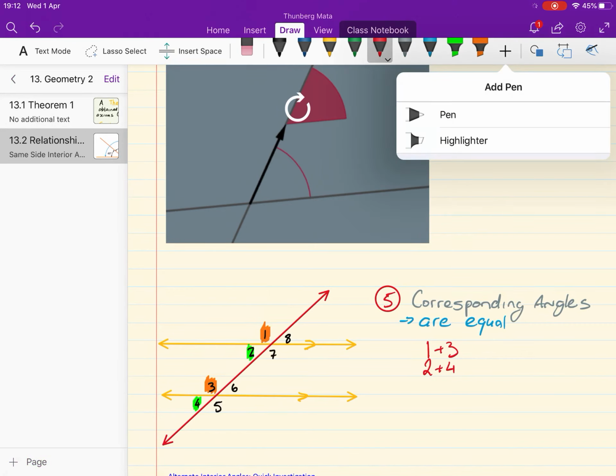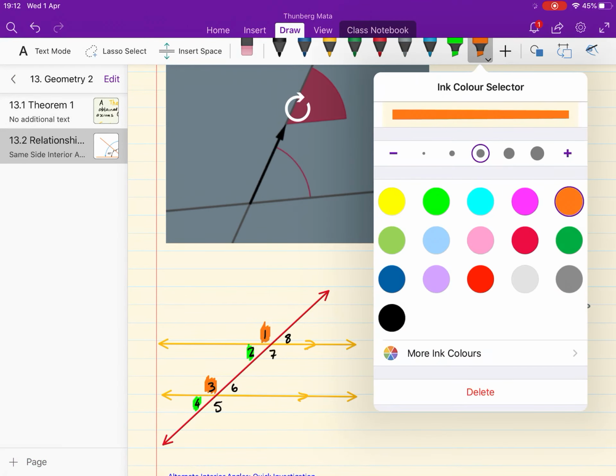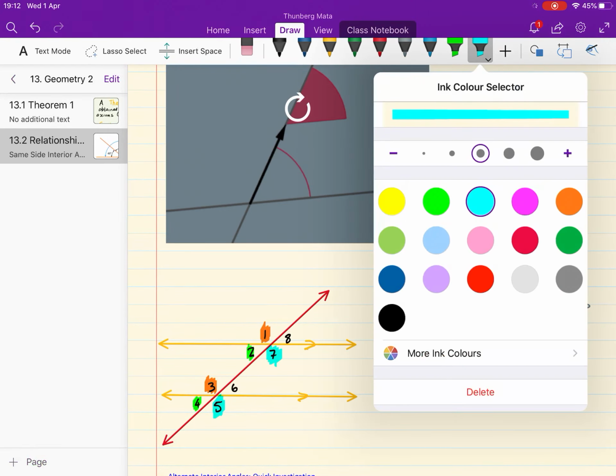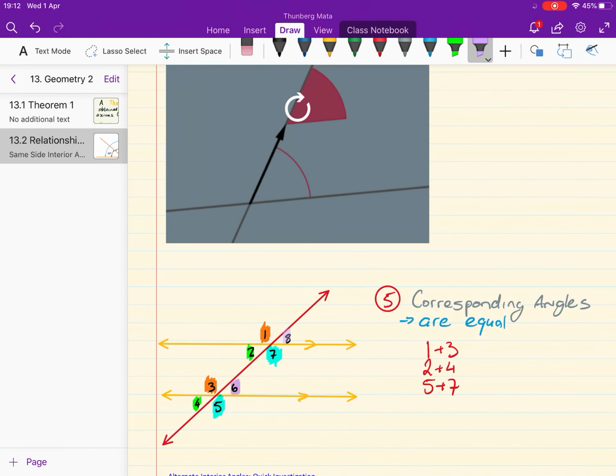Then we'll have 2 and 4. They both correspond, so 2 and 4 will be the same size as each other. Then we'll actually change the color of the highlighter for a second. We have 5, which corresponds to 7. So we have 5 and 7. And then the last pair of corresponding angles we have are 6 and 8. So they are the same size as each other here. So we have 6 and 8.